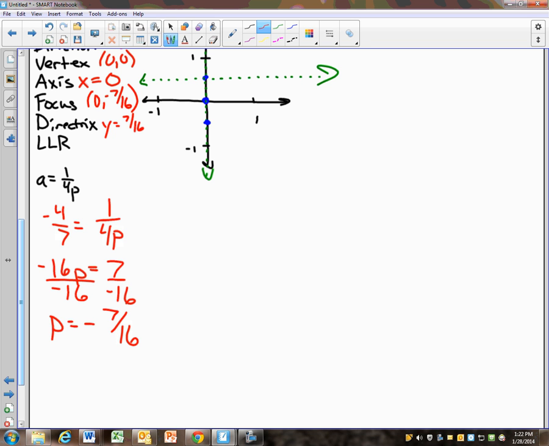Length of the latus rectum. What do I do? Absolute value of 4p. Very good. So that's the absolute value of 4 over 1 times negative 7 over 16. 4 over 16 reduces to 1/4. So you have absolute value of negative 7/4, or 7/4. Beautiful.